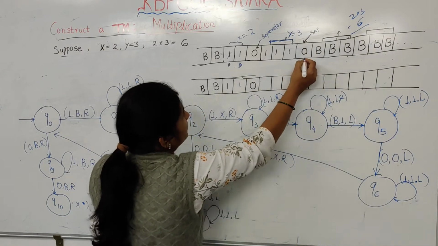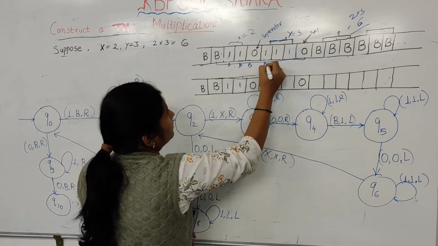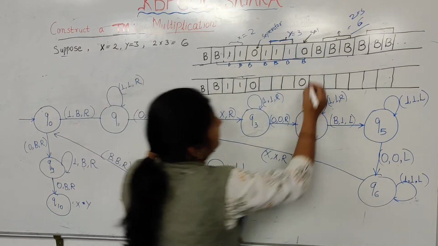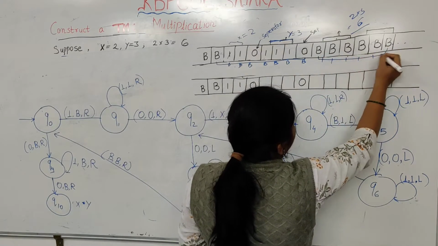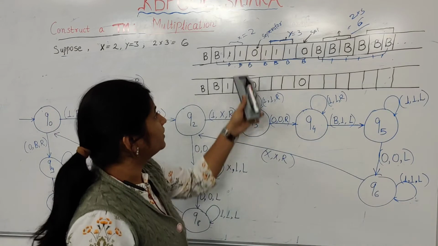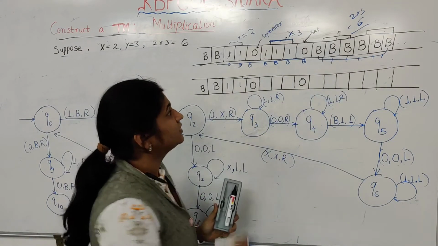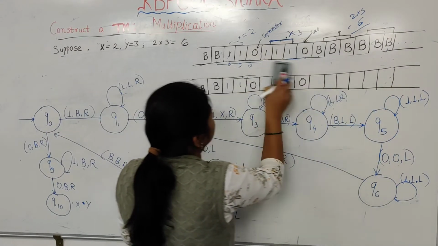Now the rest of the remaining symbols will all be converted into blanks. We convert this into blank, and all this will be converted into blanks, while the result ones remain. So how do we do this? Let's understand how to do this.